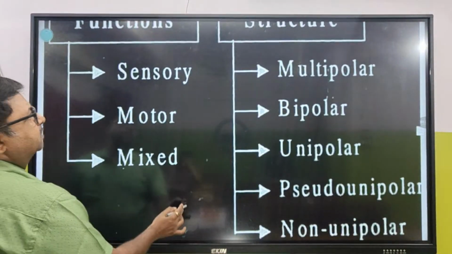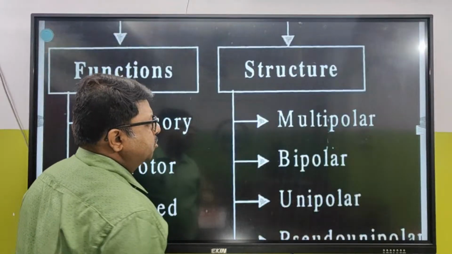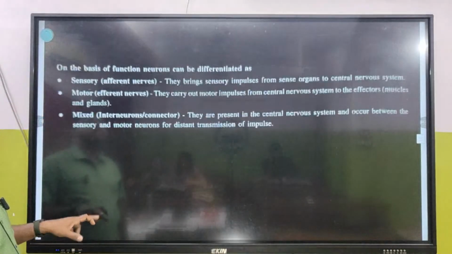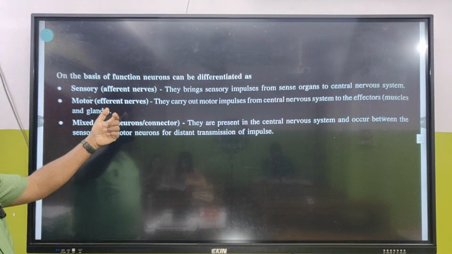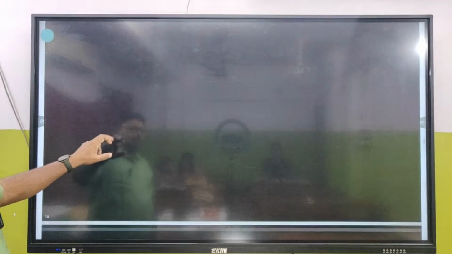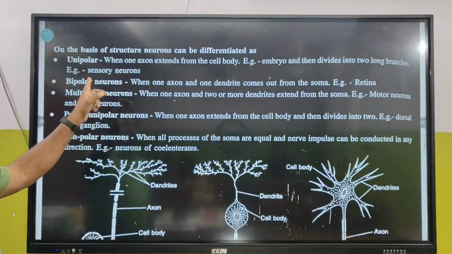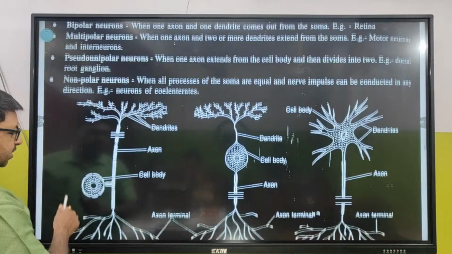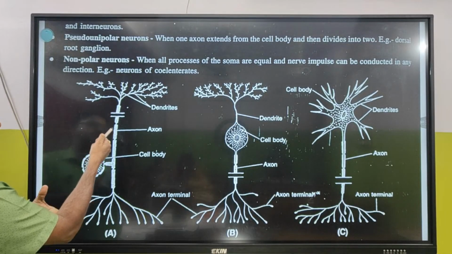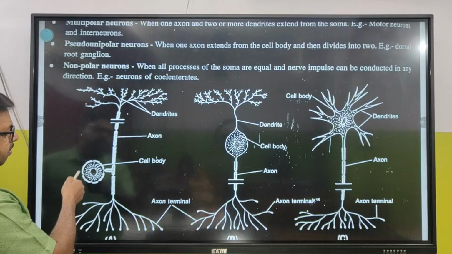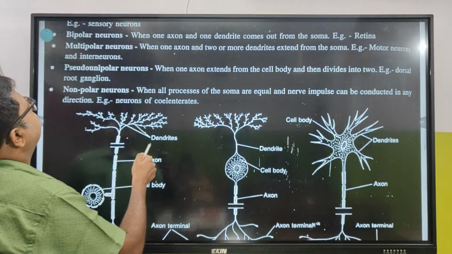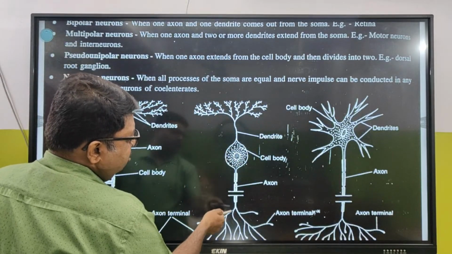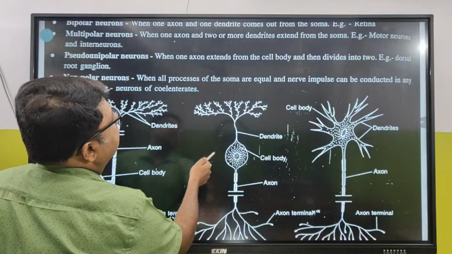Okay, let's come back over here. On the basis of structure, we can classify neurons into multipolar, bipolar, unipolar, and pseudo-unipolar. On the basis of function, motor, sensory, and mixed. On the basis of structure, unipolar is when one axon extends from the cell body. Only one axon extends. Bipolar is when one axon and one dendrite come out from the soma.